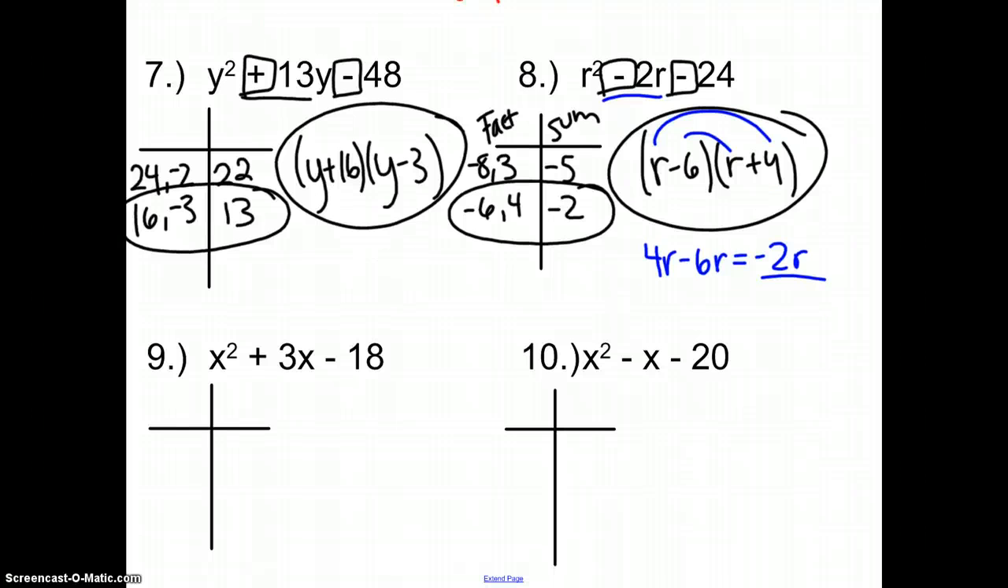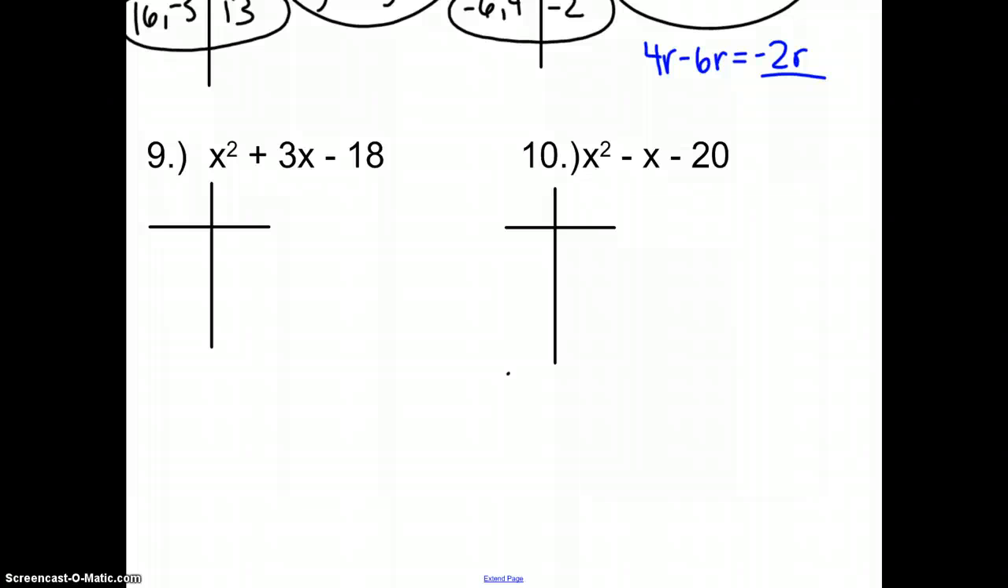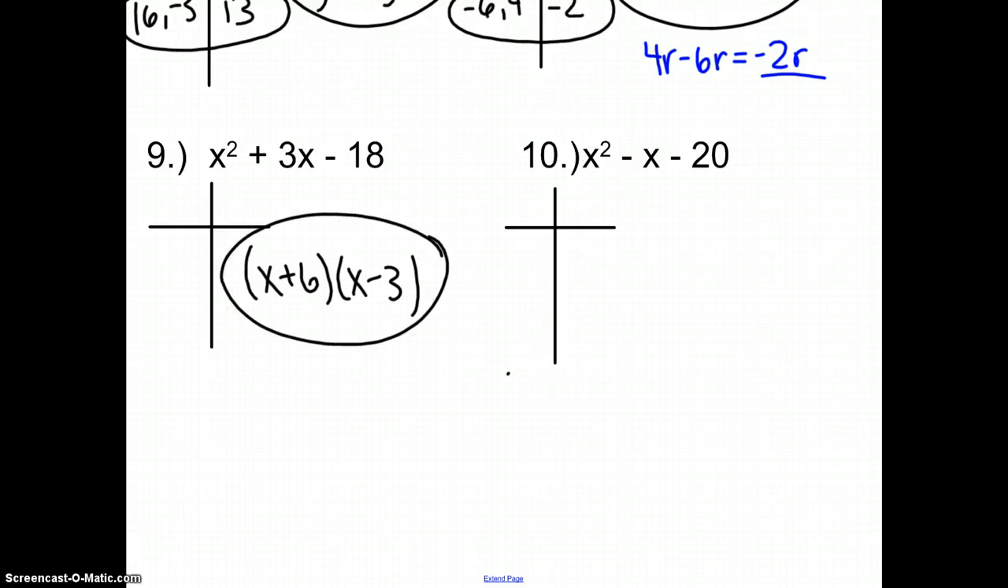I want you to try 9 and 10 on your own. They're exactly like 7 and 8. So you should come up with x plus 6 and x minus 3 for number 9 as your factors. And number 10 should be x minus 5 and x plus 4.